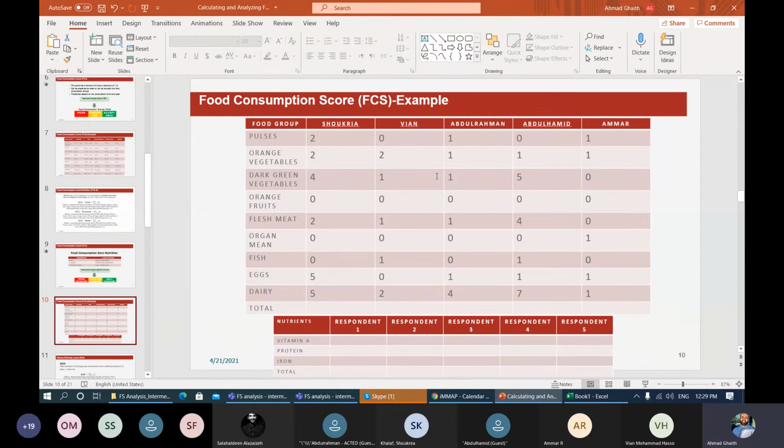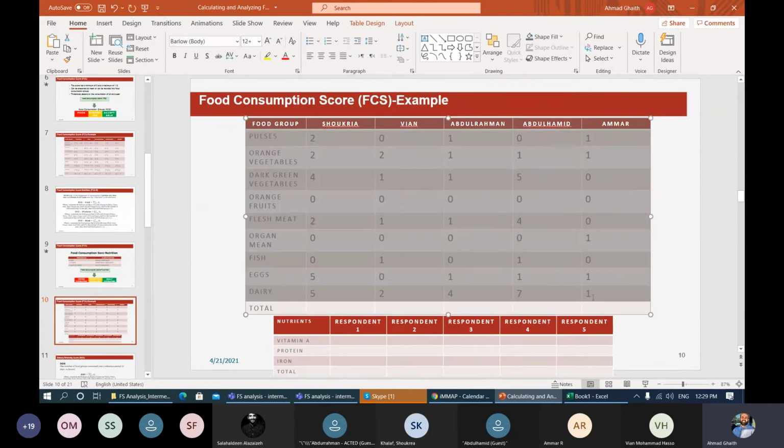You get a 1 in flesh meat. You eat a big amount of meat in one day, you're going to get a 1 as well. So again, it's a rough indicator. In this instance now, we add up the days for each separate group.